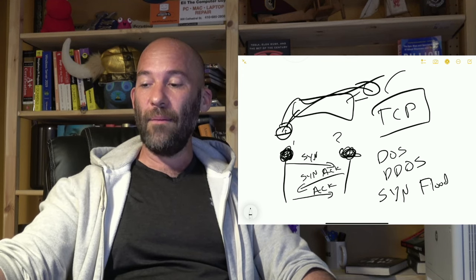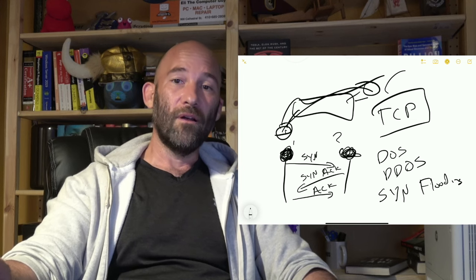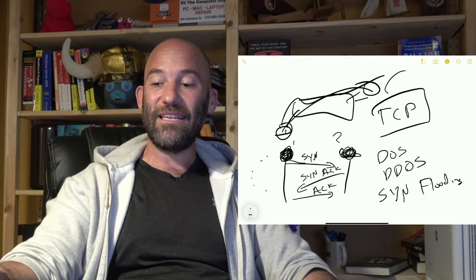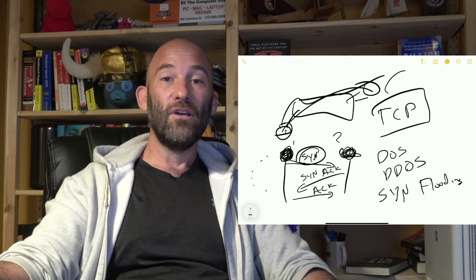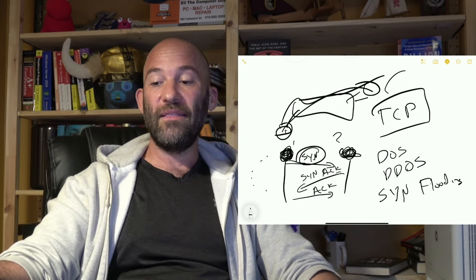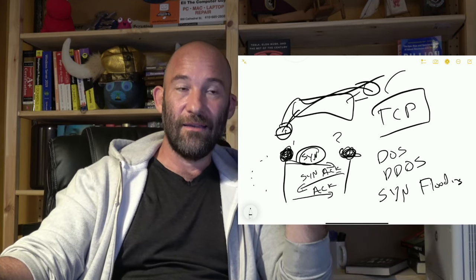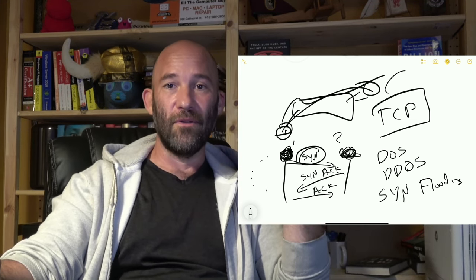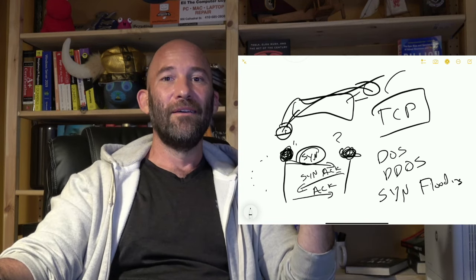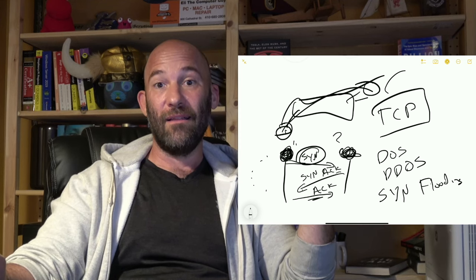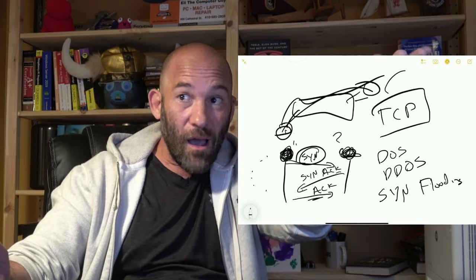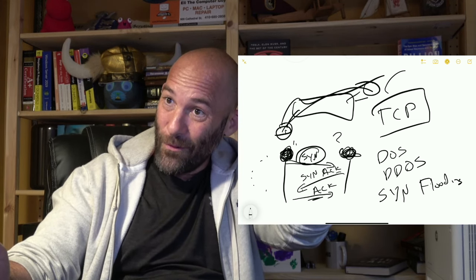What would happen is you would have one computer or many computers, and they would start sending these SYN requests to the target. When the target then did the acknowledgement and essentially opened a channel to do the communication, the first computer and all the other thousands of computers doing this simply wouldn't send the final acknowledgement. So the second computer keeps saying, yeah, I'm ready to talk, and waiting and waiting and waiting.